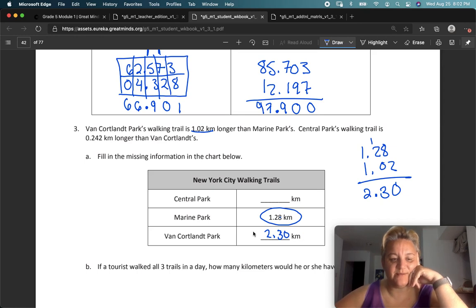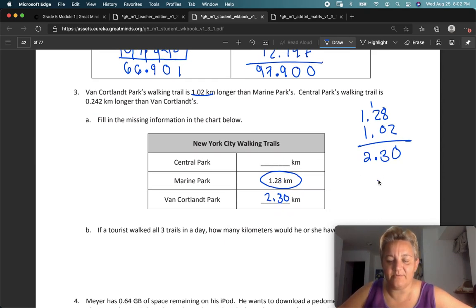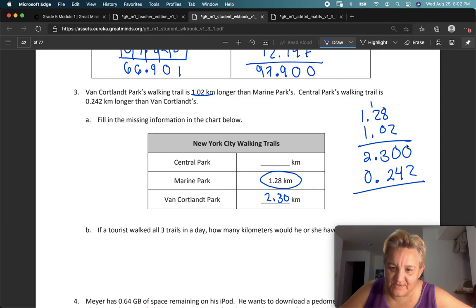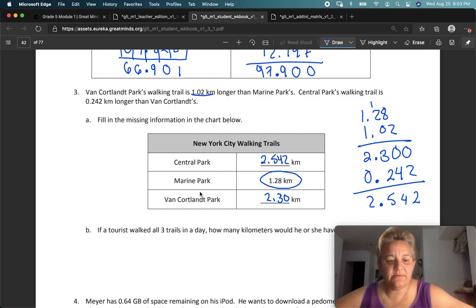Now this is a two-part problem, so let's find the other one. Central Park's walking trail is this much longer than Van Cortlandt's. So I'm going to take this same number from that answer and add, remembering to keep my decimals in a row. I'm going to add a 0 here so that I can keep things in a row without getting confused. 0 plus 2 is 2, 0 plus 4 is 4, 3 plus 2 is 5, decimal 2. Okay, there we go.